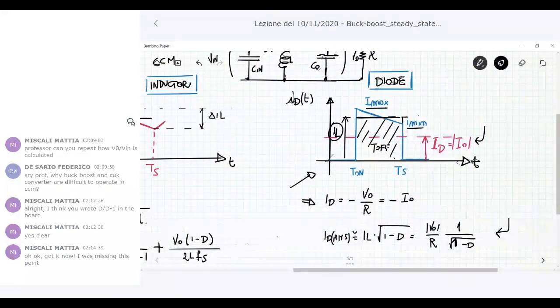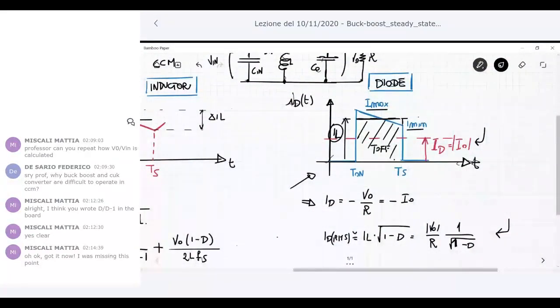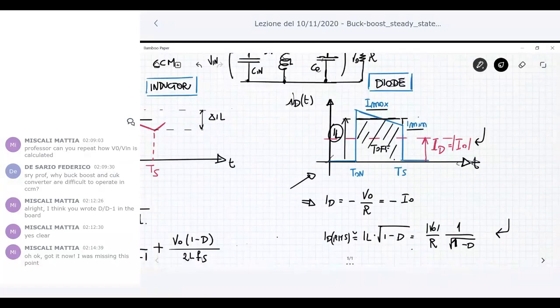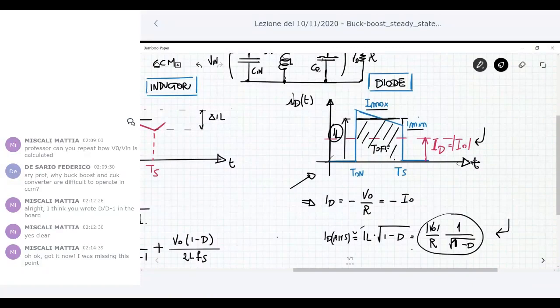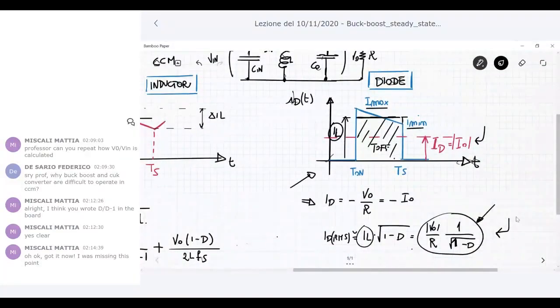IL average value is what we derived before, so it is V naught over R divided by 1 minus D, minus 1. If you replace the IL average value with that value, you can find the root mean square value. So this is the correct value, which is also in the slide. Yesterday I put a D at the numerator, but this is not correct.